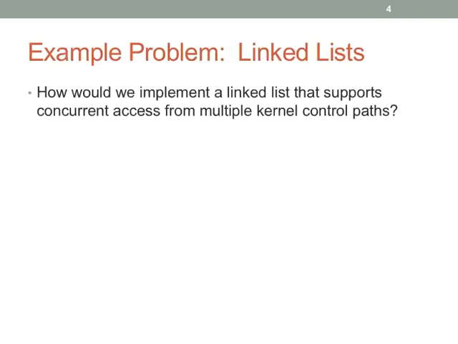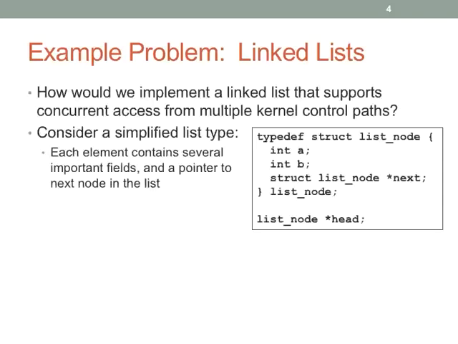So the question is, how do we implement a linked list that supports concurrent access from multiple kernel control paths, and we expect that we will mostly read it. We will write it much less frequently than we read it. So we have a simple example here.